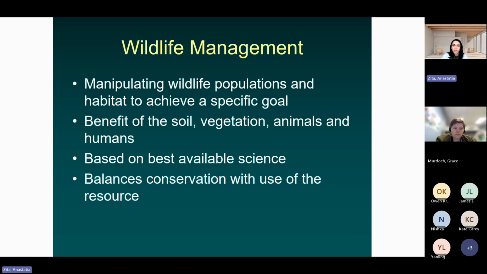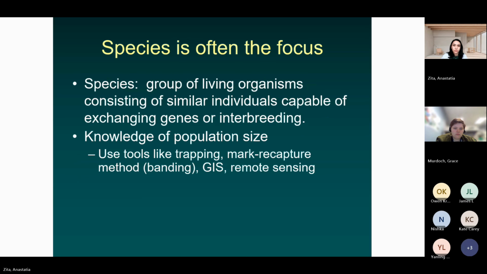So instead of physically going out and mapping a field, we can use drones and satellite imagery to help us manage different populations a little bit more respectfully. When we're talking about managing wildlife, it's important to pick a key species of focus. And the more you know about the population size and how the species utilizes the habitat that they're in, the more you'll be able to help support that species.